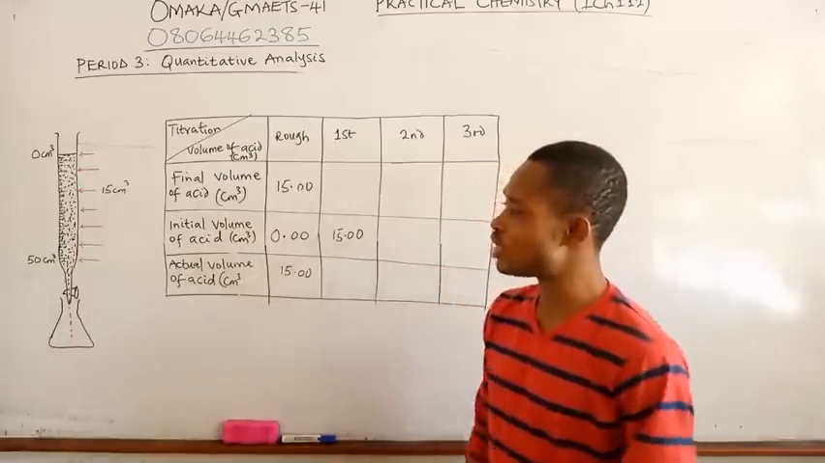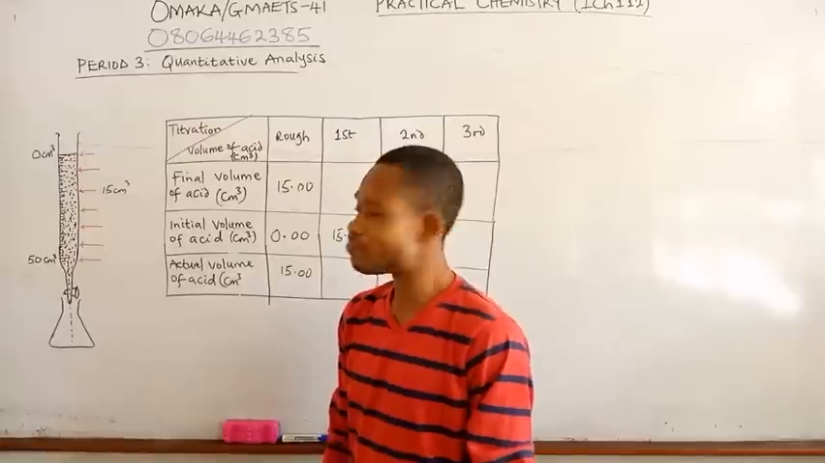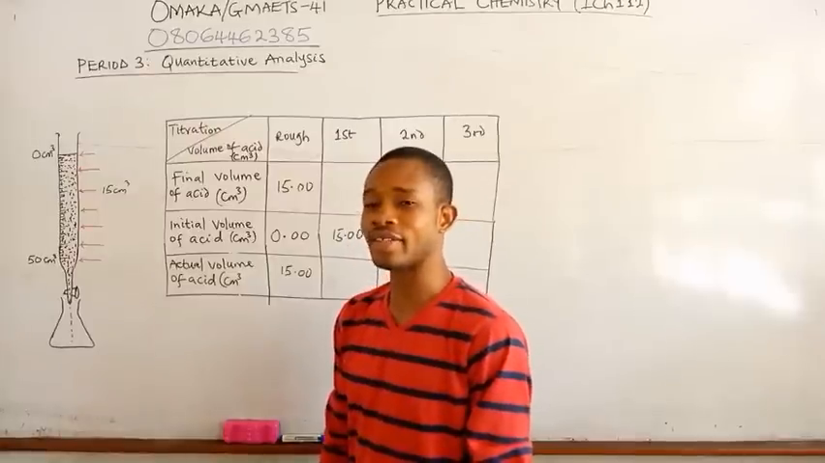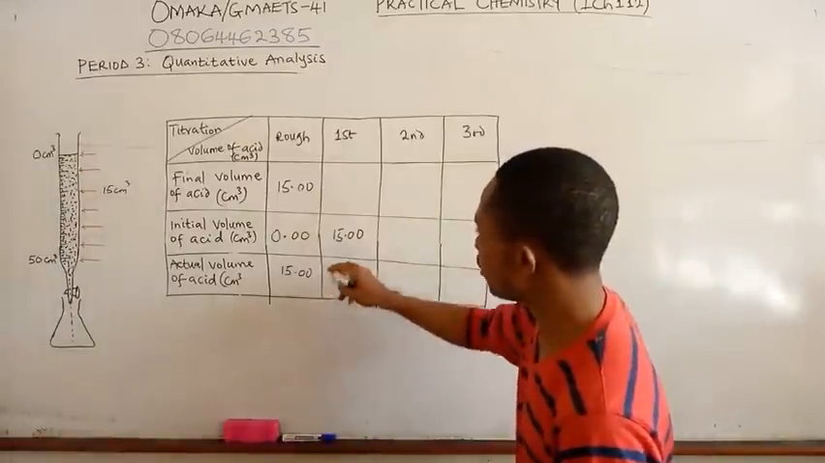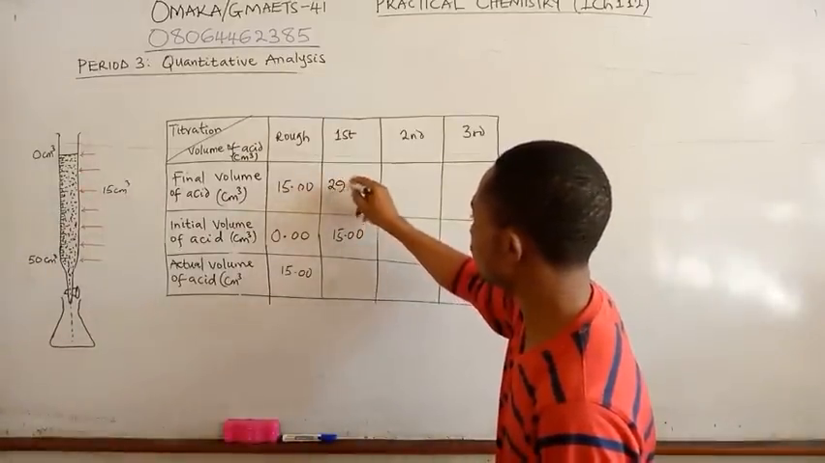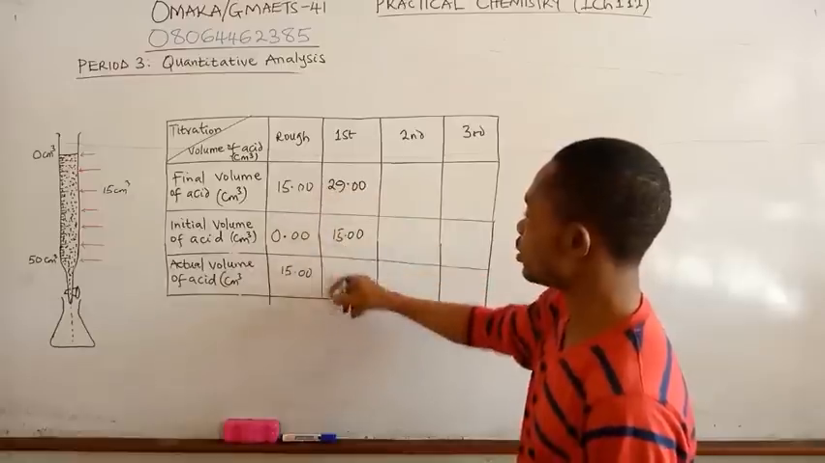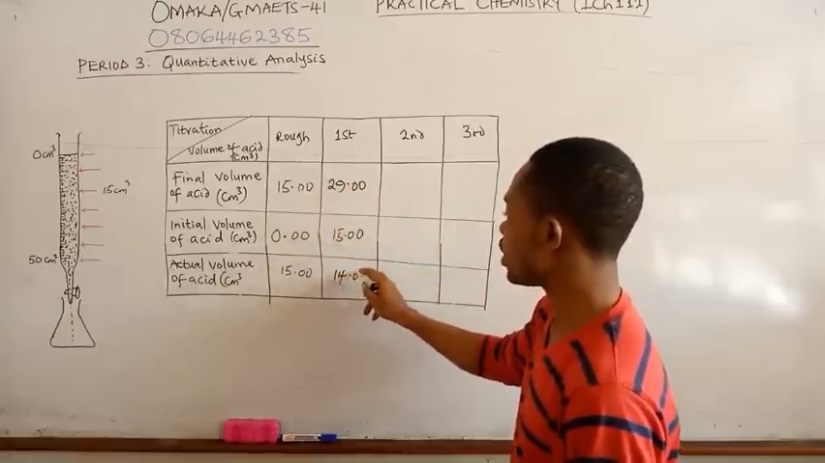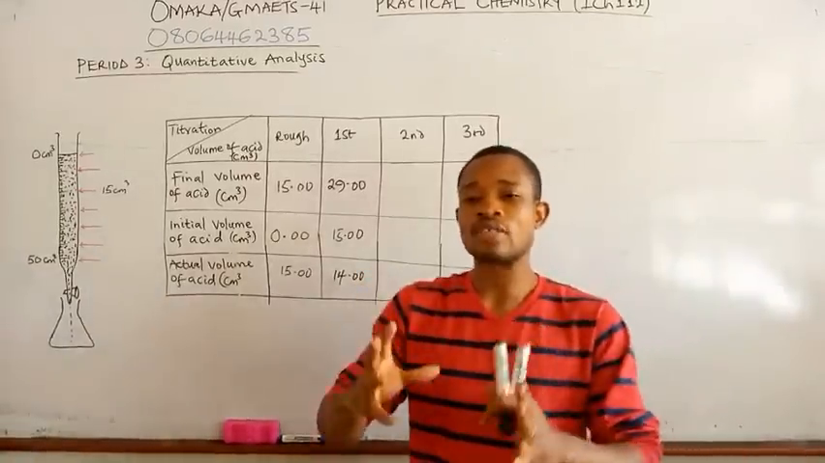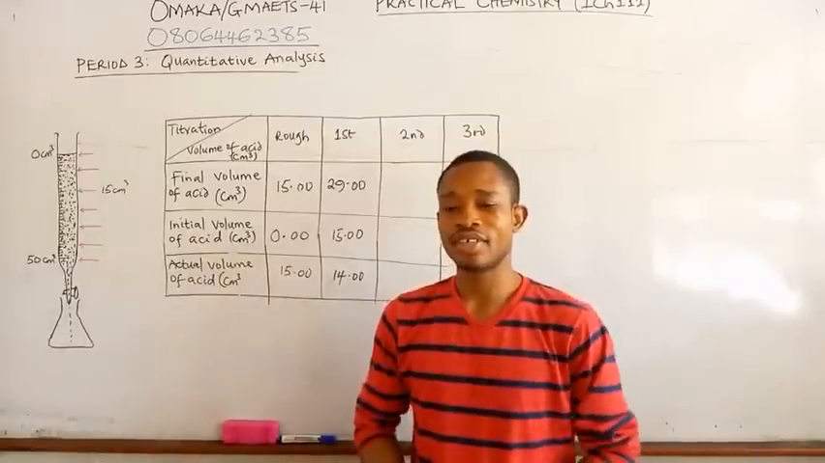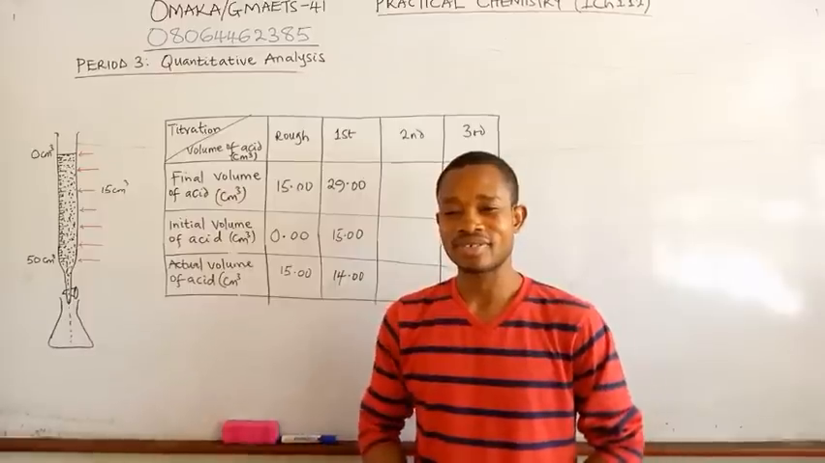Okay, now let us assume that you ran this up to, let's say, 29, and you saw a color change. It means that the final volume of acid will be 29.00. Do your subtraction: 29 minus 15 will give us 14. You see that, right? It means that 14 cm3 volume of acid changed the base, or brought about neutralization.